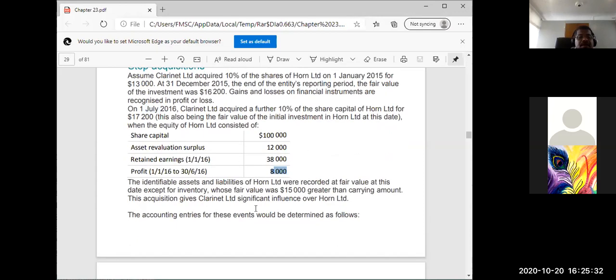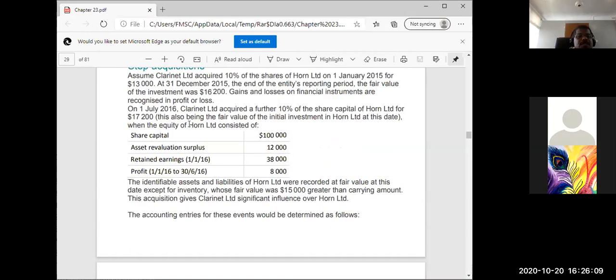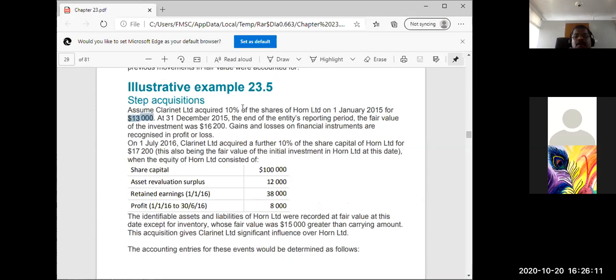First year, right? Identifiable assets and liabilities were recorded at fair value, and at the date of acquisition, inventory whose fair value was 15,000 greater than the carrying amount. Acquisition gives significant influence over Horn. So in addition to this, the 15,000 you have to bring into the equity, right? So C Limited would record its investment in Horn Limited at 13,000 at this date, because that is the fair value here.